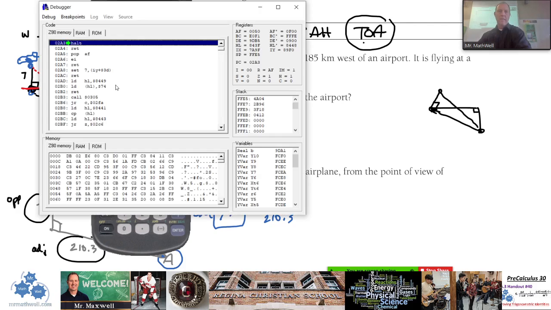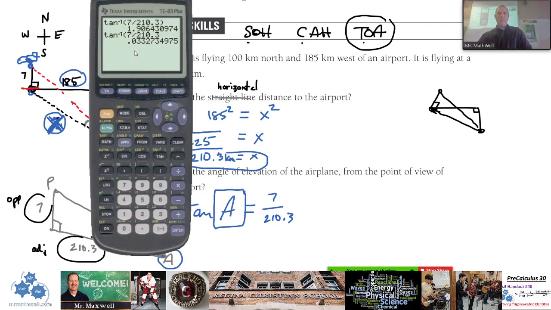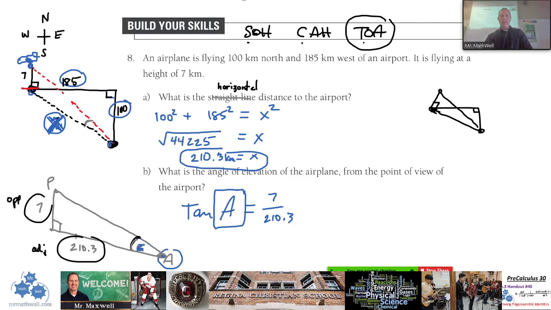Give me a second here. Okay, so your calculator needs to be in degrees. Your calculator should be in degrees always. You guys won't have to worry about radians at all. If it's in R or RAD, flip it over to degrees. This is such a small number because if we look at this diagram again, you see 210 kilometers versus only 7 kilometers up. So that's a very small angle of elevation, very, very small.